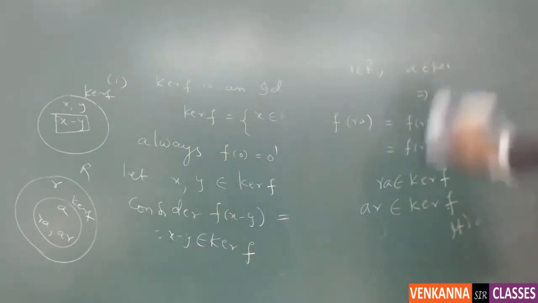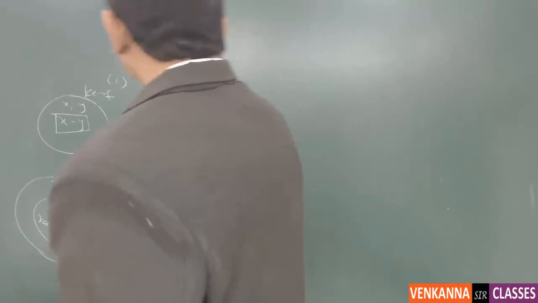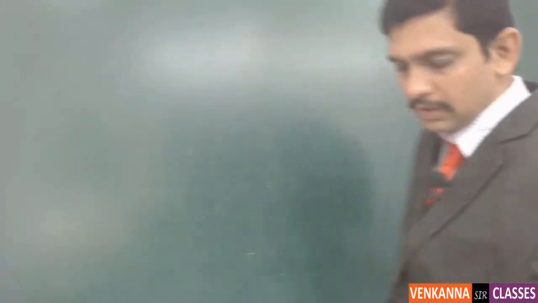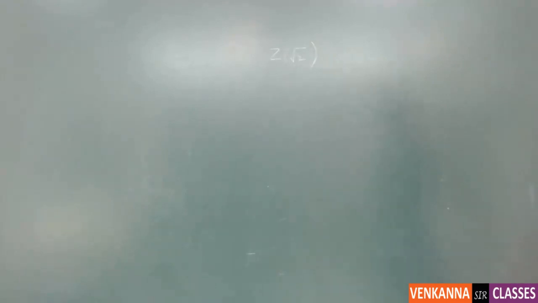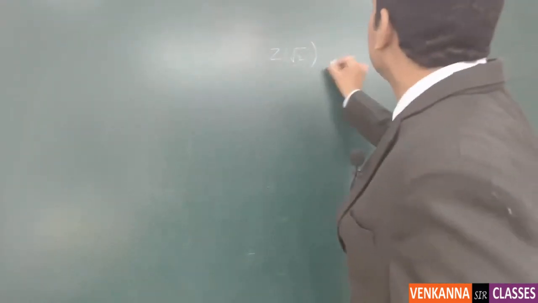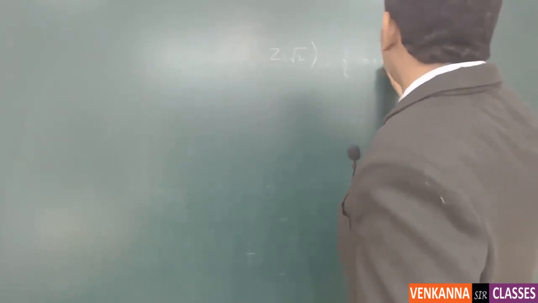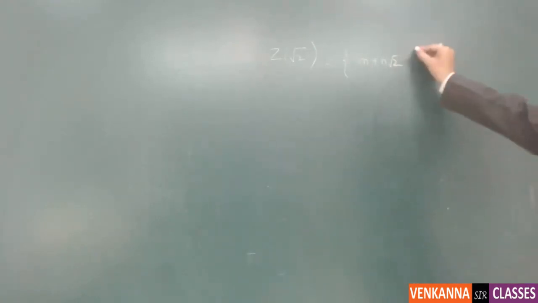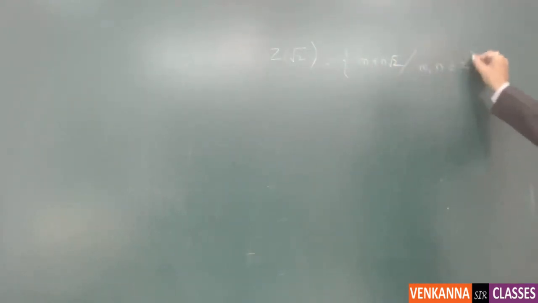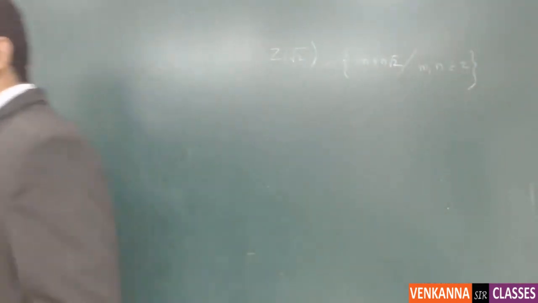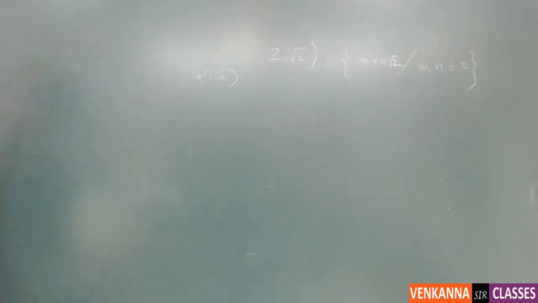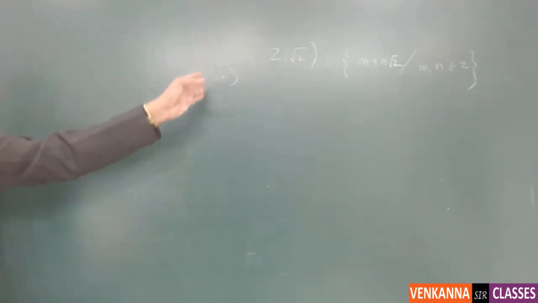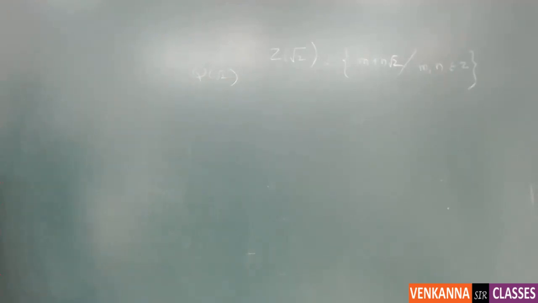So let us take a small problem. You consider the ring Z of root 2. How is it defined? We take the elements of the form m plus n root 2 such that m, n are integers. So this is a ring. A similar kind of problem you have done already, that Q of root 2 is a field, where we defined the elements in a similar pattern. Can you recollect the idea? How we proved in the beginning of ring theory that Q of root 2 is a ring?